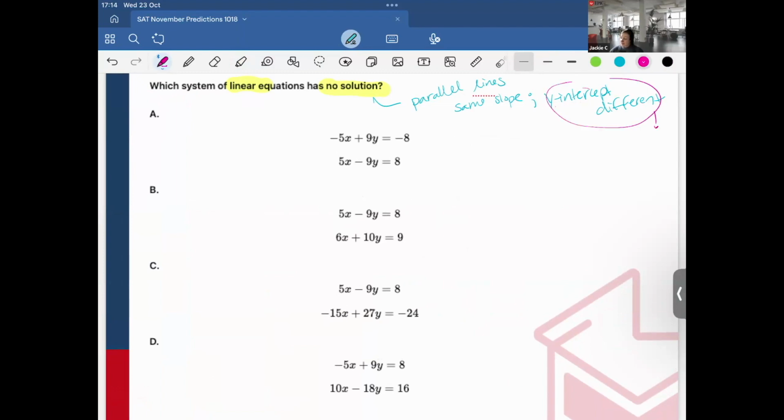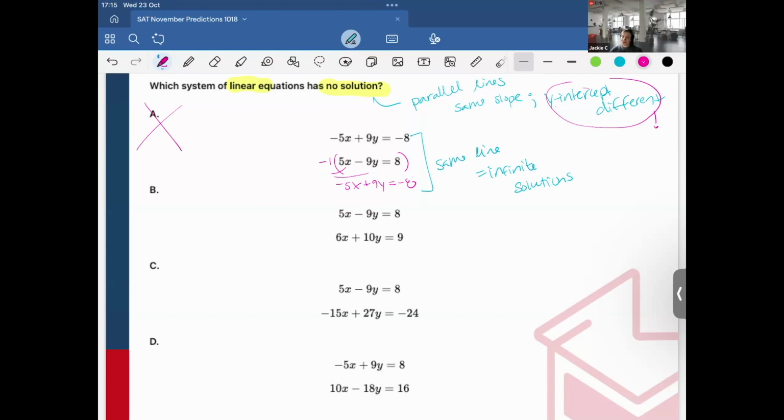So A, because if you look at A, I can multiply everything here by -1. And this becomes negative 5x plus 9y equals -8. And I can be like, oh my goodness, the slope is the same. No, it's exactly the same line. It's infinite solutions. So A is definitely a trap. Always look out for these. When there's the same slope and same y-intercept, it's infinite solutions. So go ahead, discard option A.